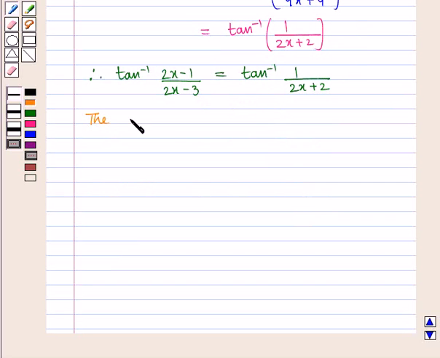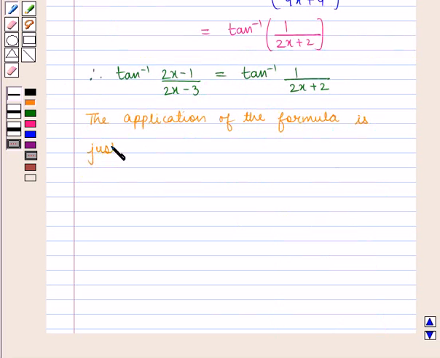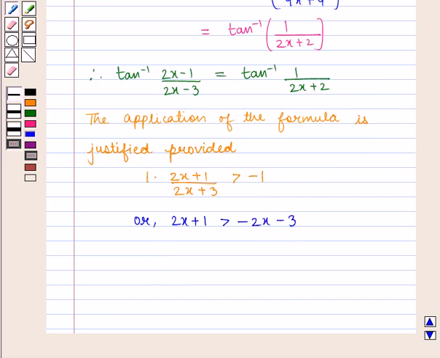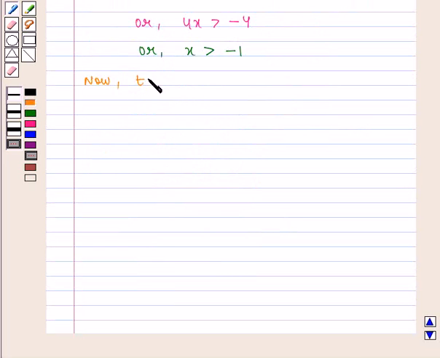Now, the application of the formula tan inverse of x minus tan inverse of y equal to tan inverse of (x minus y)/(1 plus xy) is justified provided 1 into (2x plus 1)/(2x plus 3) is greater than minus 1, or 2x plus 1 is greater than minus 2x minus 3, or we can say 4x is greater than minus 4, which implies that x is greater than minus 1.